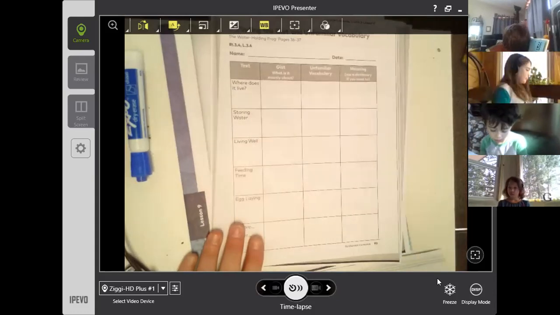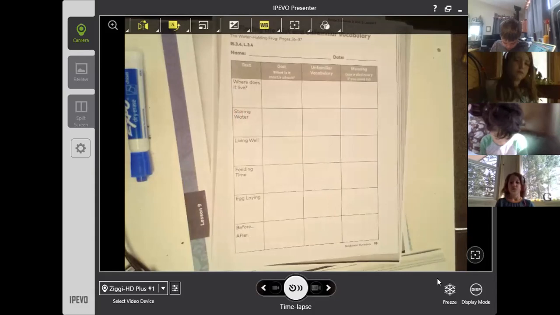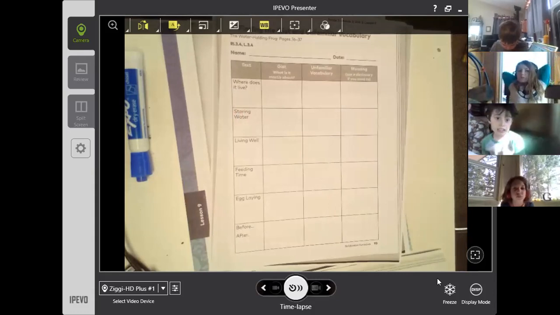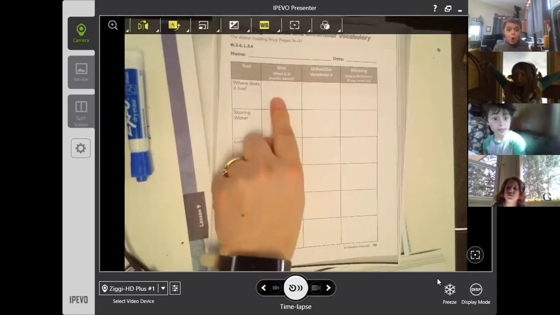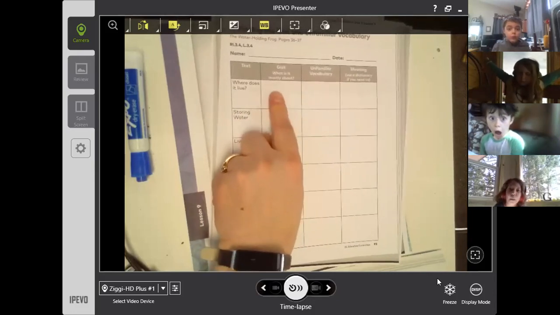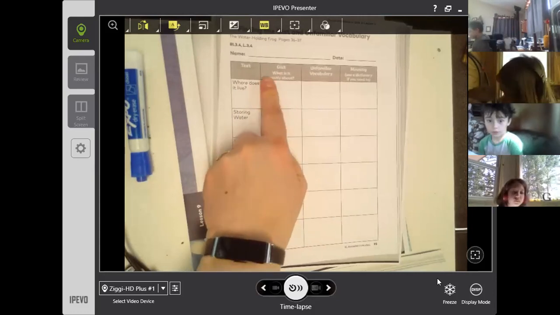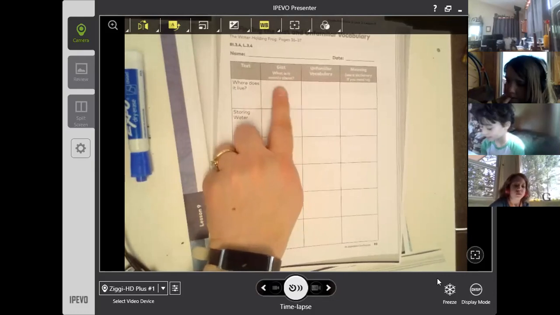So it says, where does it live? Was the paragraph mostly about the place that the frog lived? No, it was only one little tiny sentence, wasn't it? It lives in Australia. That's really not the gist of that section. It was really about the fact that they go underground to survive the dry season, right? That's really the main idea there, okay?